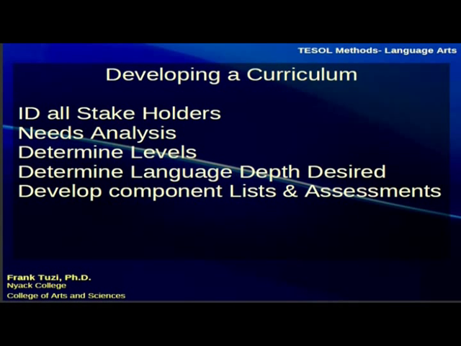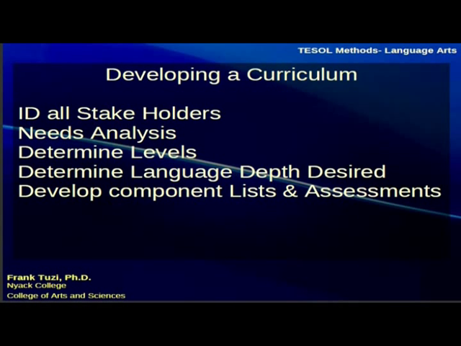Lastly, you want to develop a component list and an assessment. So, for example, at level 1 in this ESL program, what are the components these people are supposed to acquire? What are the communicative skills or the linguistic skills, the reading and writing skills that they're supposed to master by the time they finish level 1? And then for level 2, what's the data? And with all of these, you need some form of assessment.